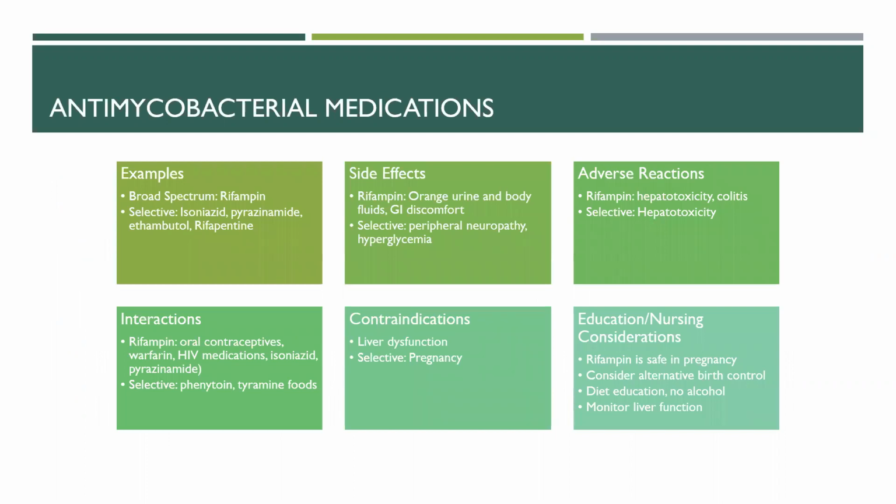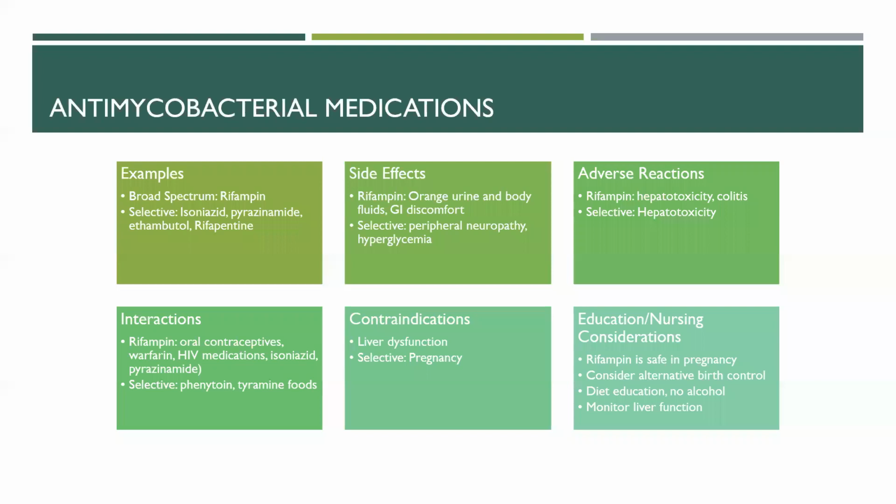To start off with antimycobacterial medications, our broad spectrum would be rifampin, and our selective would be isoniazid, pyrazinamide, ethambutol, and rifapentine, not to be confused with rifampin. The side effects of rifampin is it can cause orange urine as well as orange body fluids like sweat and tears. It can also cause GI discomfort. More adverse reactions of rifampin would be hepatotoxicity and colitis.